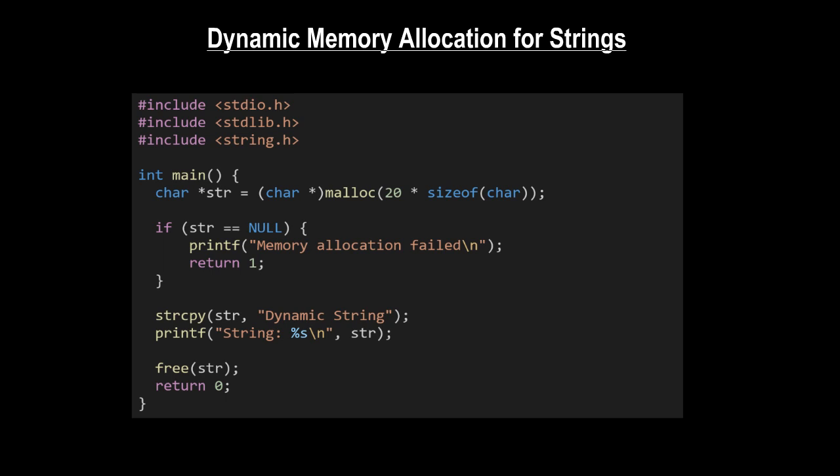We can also allocate memory dynamically for strings. Let's see how to use malloc and free for strings. We allocated memory for a string using malloc, copied a string into it using strcpy, and then freed the memory.